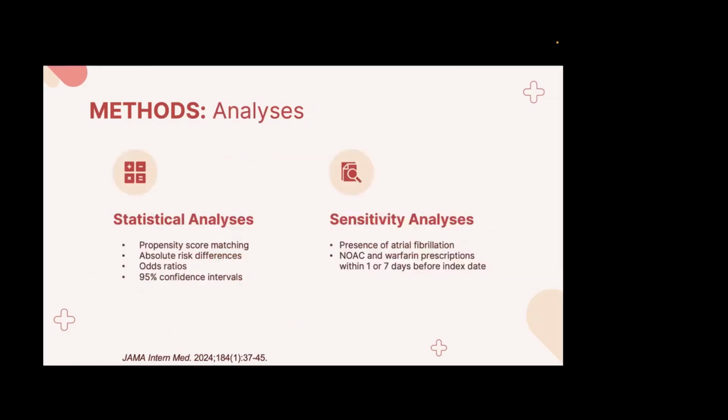Moving into the statistical analyses, propensity score matching was performed to best align comparator groups for evaluation and the minimization of confounders. Differences between baseline characteristics were evaluated with the standard mean difference, and then absolute risk difference and odds ratios were calculated for each outcome and were evaluated utilizing a 95% confidence interval. Some additional statistical investigations included sensitivity analyses on the effect of atrial fibrillation diagnosis or the timing of the anticoagulant prescription prior to the index date.